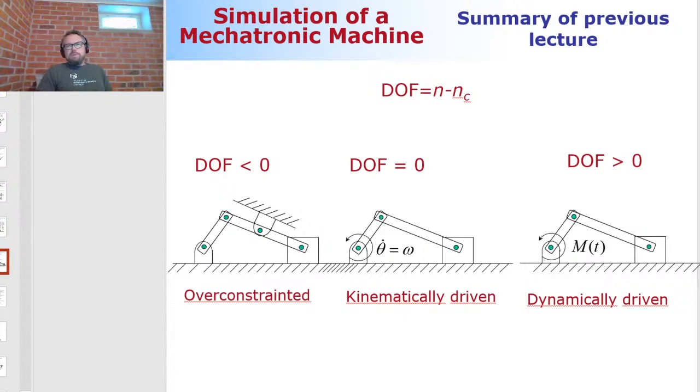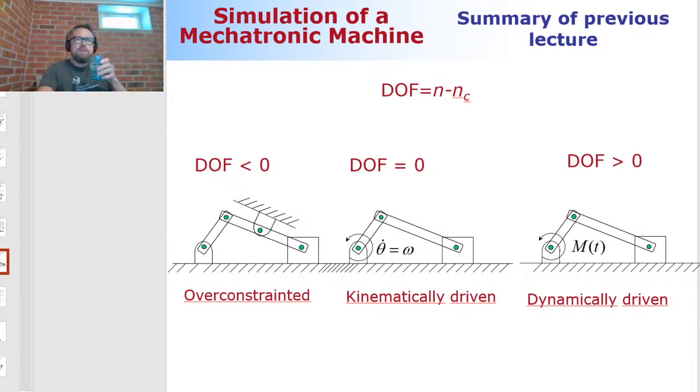The number of degrees of freedom can have 3 different scenarios. First of all, it could be negative, which is no good. That's a mistake, because then the system is over constrained and it cannot move. It is really over constrained.